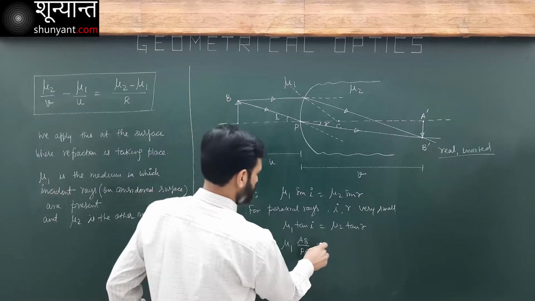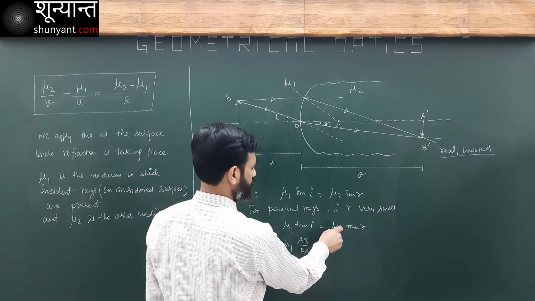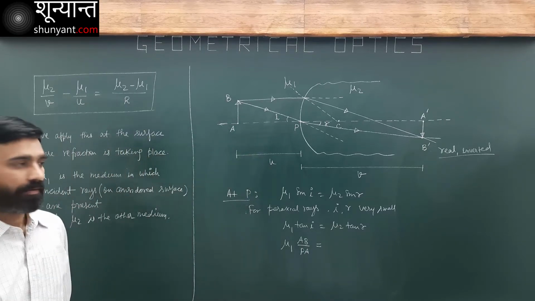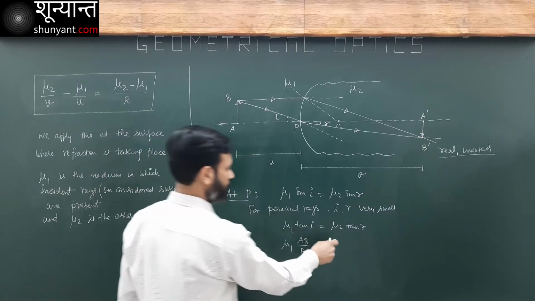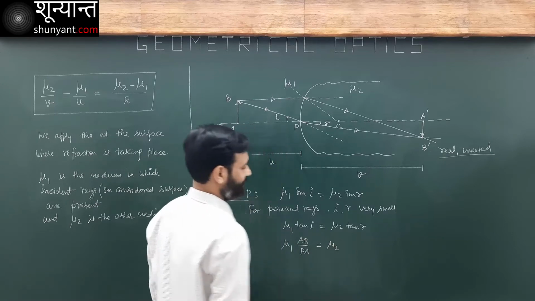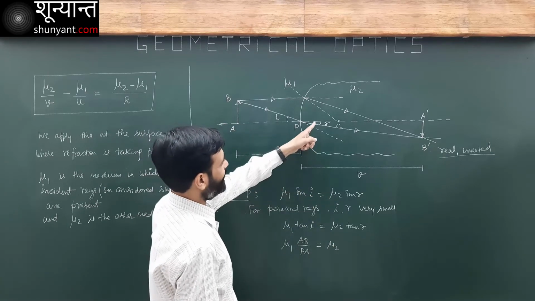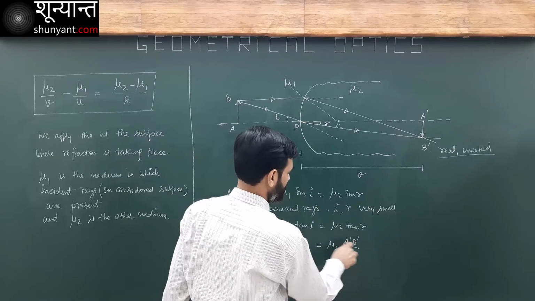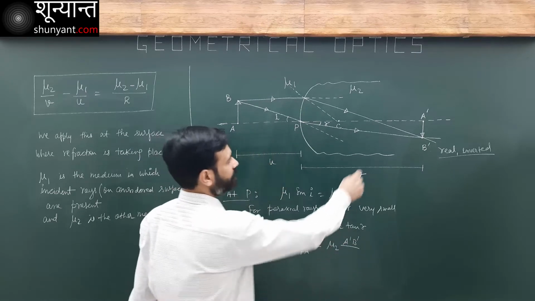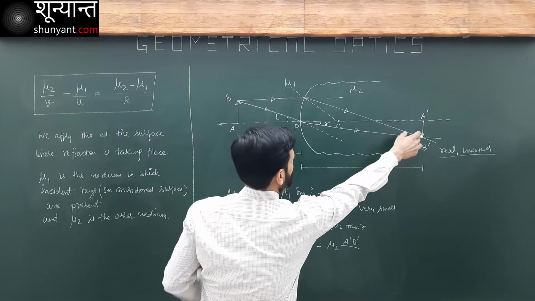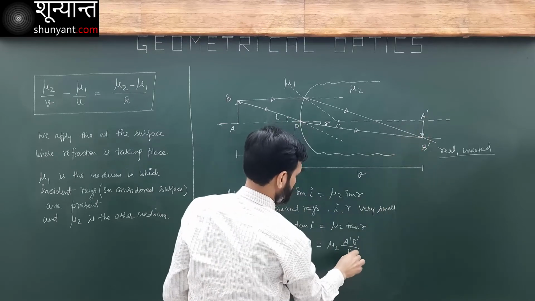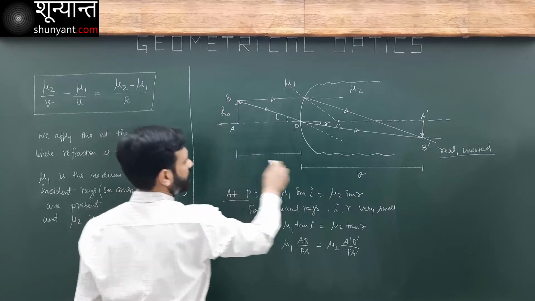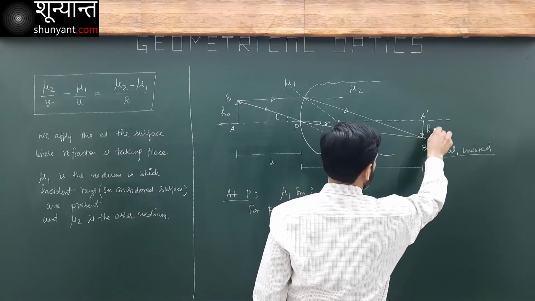It's going to be equal to mu2 times tan r. It is going to be equal to A dash B dash over PA dash. This is the height of the object. This is the height of the image.